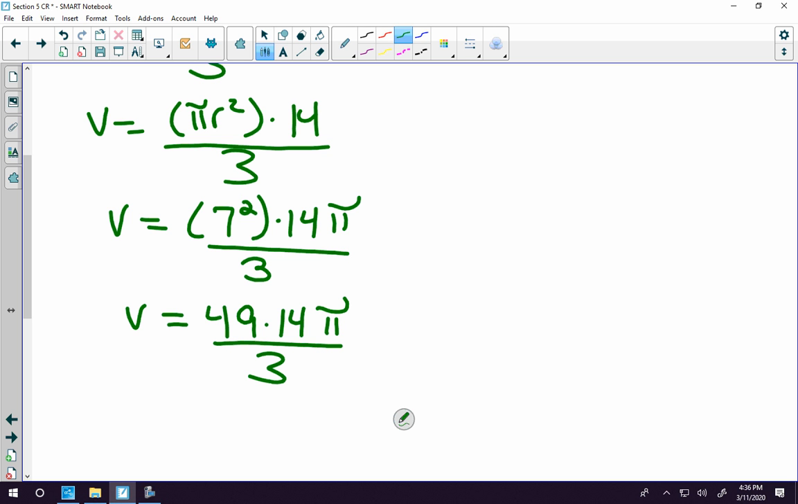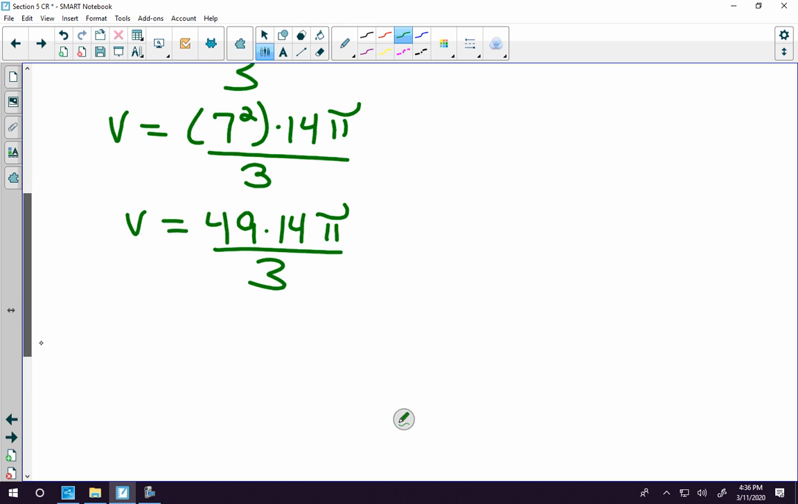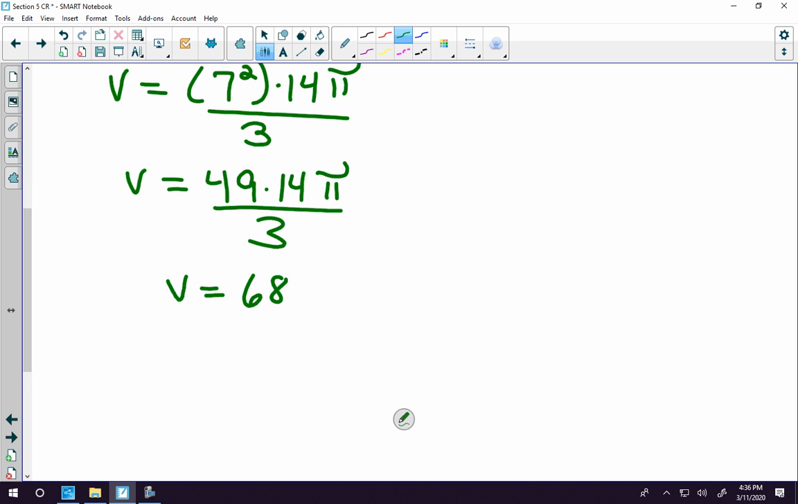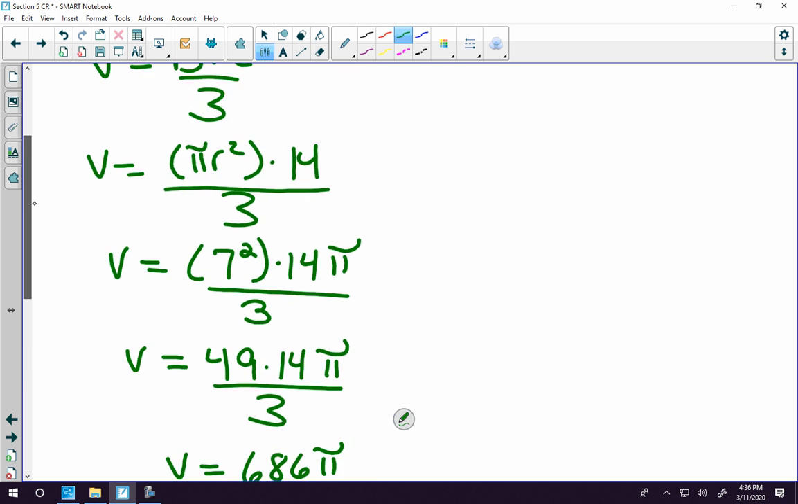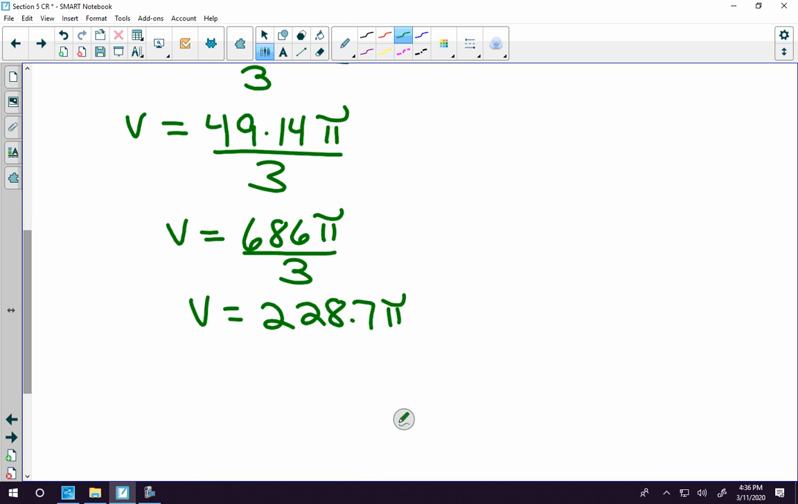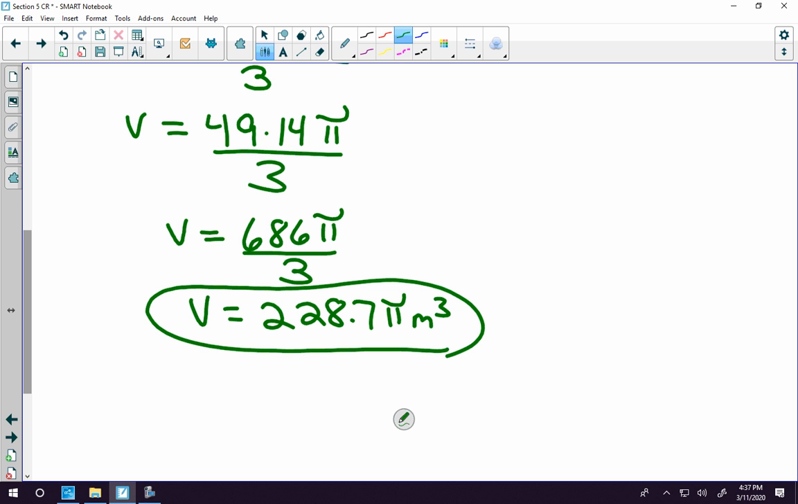7 squared is 49, so we got 49 times 14 pi divided by 3. And then we got 49 times 14, which will give us 686. So we got 686 pi divided by 3. And if we take a third of 686, okay, this is going to be a decimal, I think. It's going to be 228.7 pi cubic meters. So the volume of that cone is 228.7 pi cubic meters.